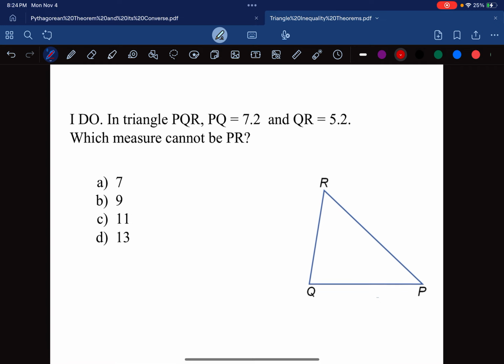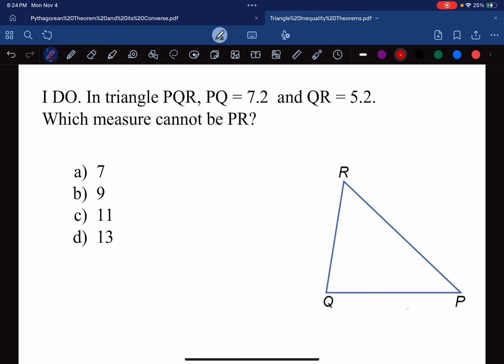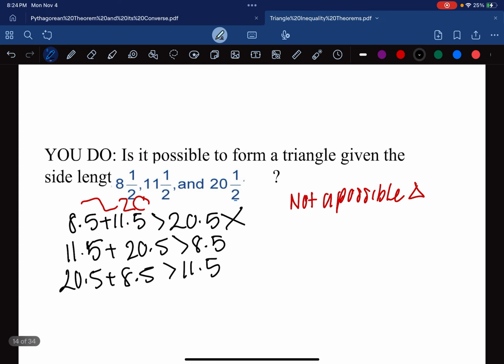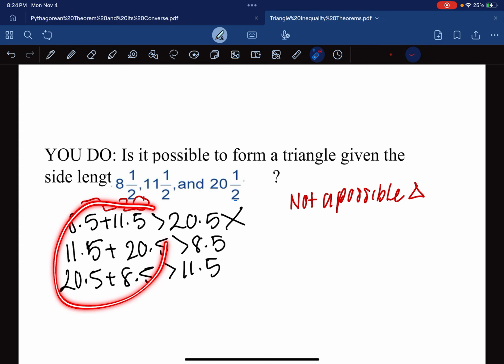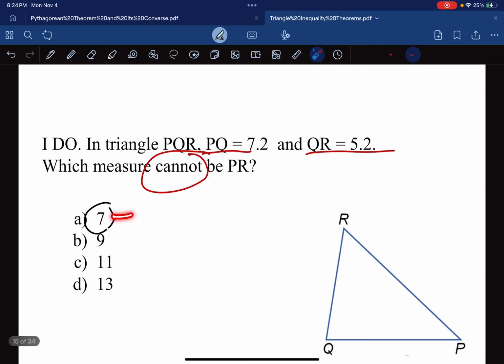Now, let's take a look here. So in triangle PQR, PQ is 7.2, QR is 5.2. Find the measure that cannot be PR. Now, technically what we would have to do here is exactly what we did here. All these three, but for every single answer choice. And that's going to take forever. So there's a trick to this.